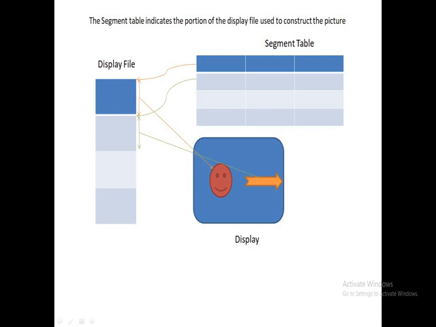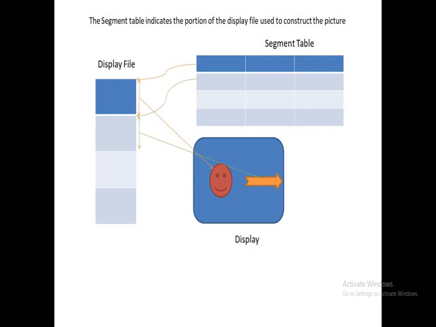Associated with each of these segments, there is a set of attributes which are stored in the form of a segment table. The segment table indicates the portion of this display file which is used to construct the picture. Like here you have a smiley face, this is an object, and we say this is one segment stored in the display file. This arrow is another segment which is stored in the display file in the form of a segment table, where each row of the segment table corresponds to a single segment.